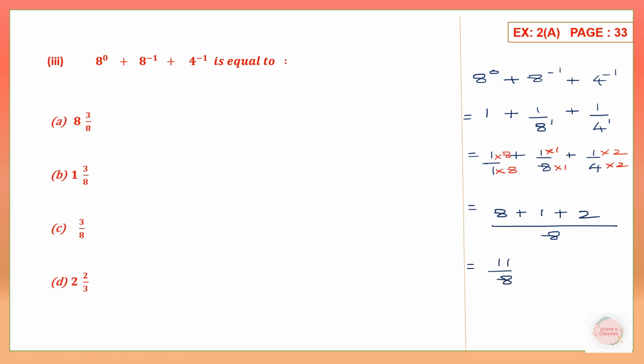11 by 8. Let's convert this to a mixed number. 8 ones are 8. 9, 10, 11 is 3. And the denominator is 8. So what do we have here? 1, 3 by 8. Which option is that? 1, 3 by 8 is option B. So this is our correct answer. Option B.